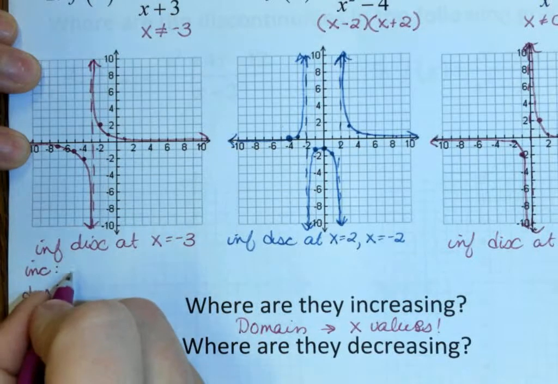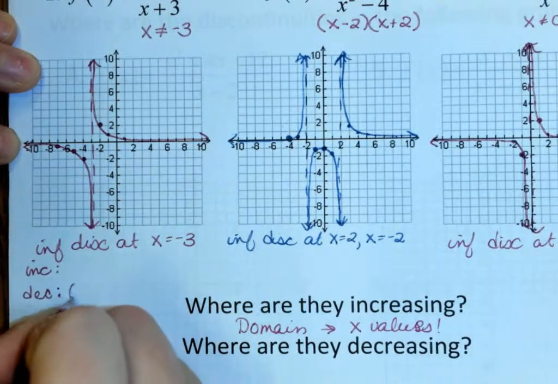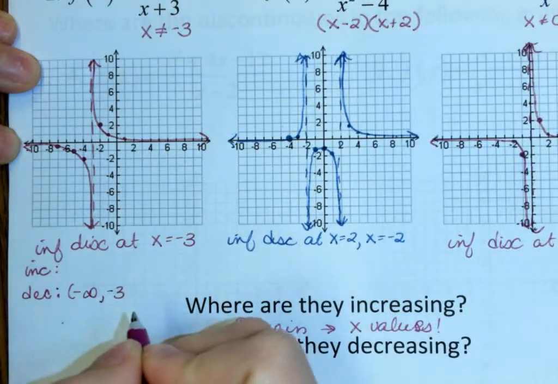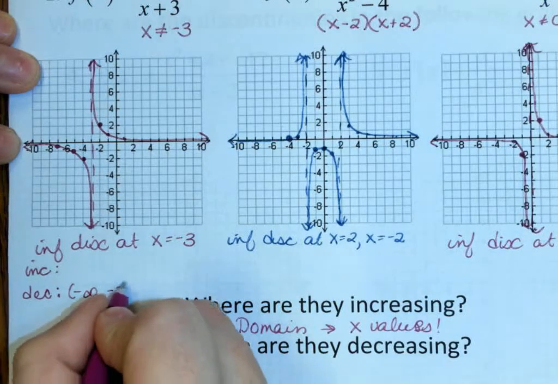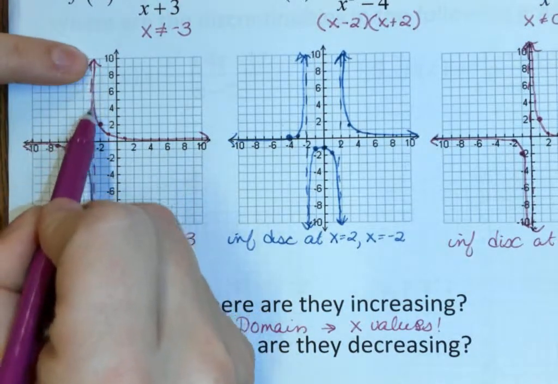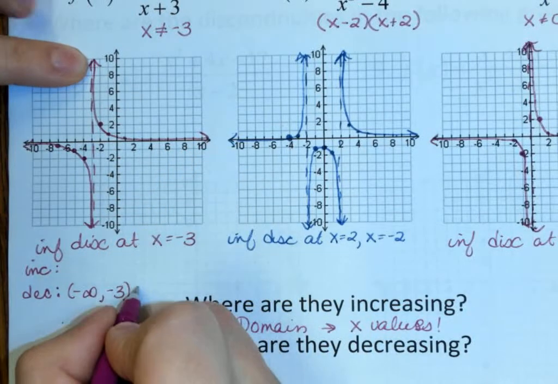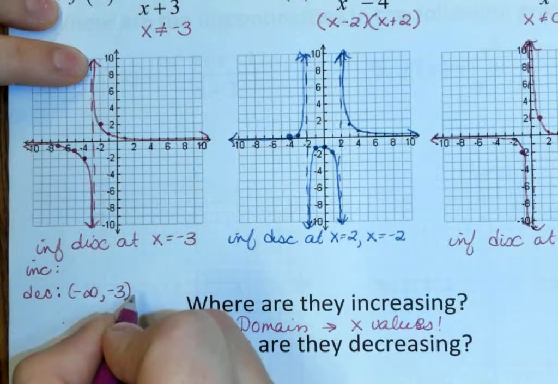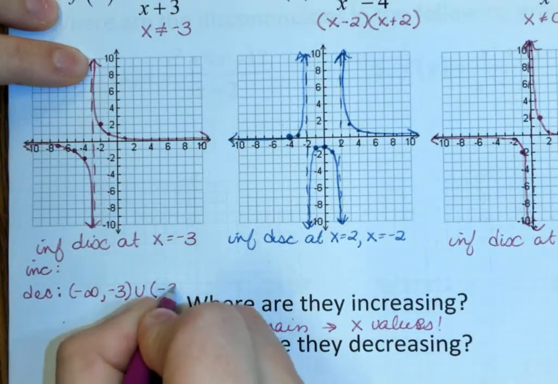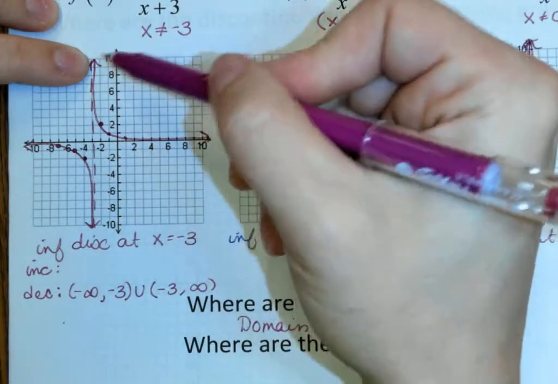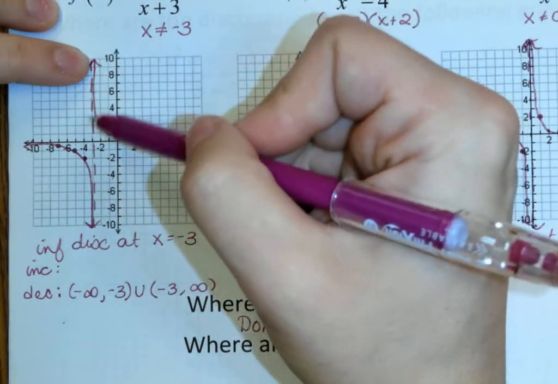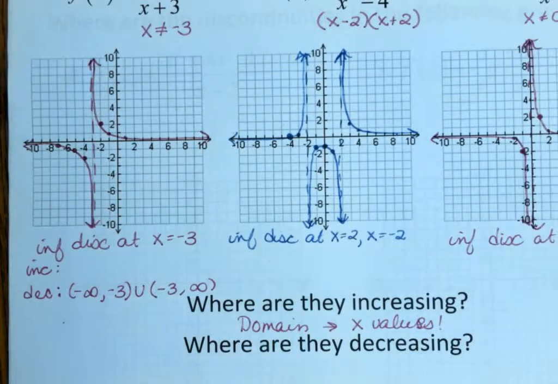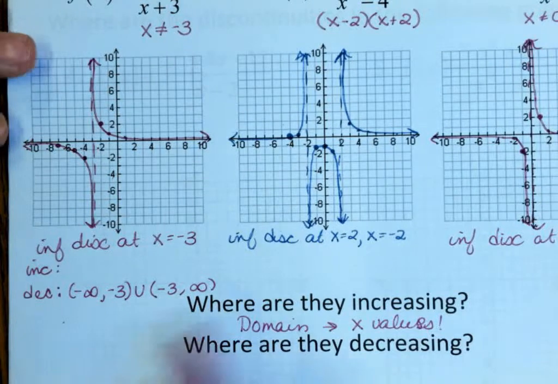Decreasing. So it decreases from where to where? Negative infinity to negative 3. What do I have on the negative 3? A parenthesis. It is decreasing there. Now, even though I'm starting up again at negative 3, I'm not going to put a bracket. I'm going to do union, parenthesis, negative 3 to infinity. Because at 3, well, there is no piece of my graph at 3. So I can't include it. So is my graph increasing anywhere? Nope.